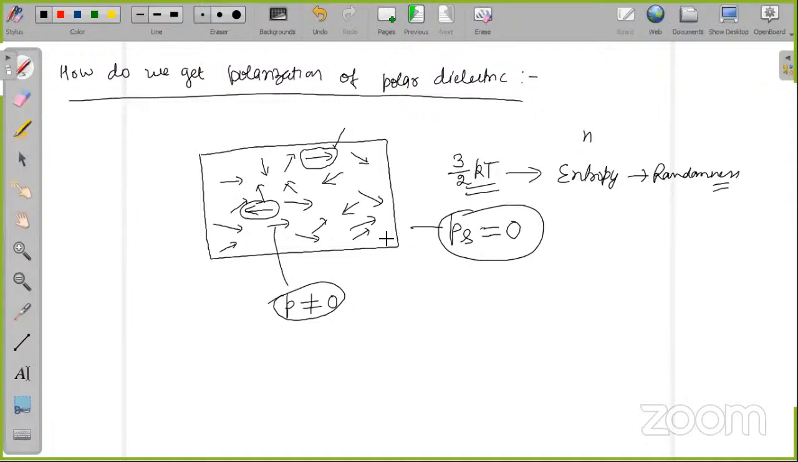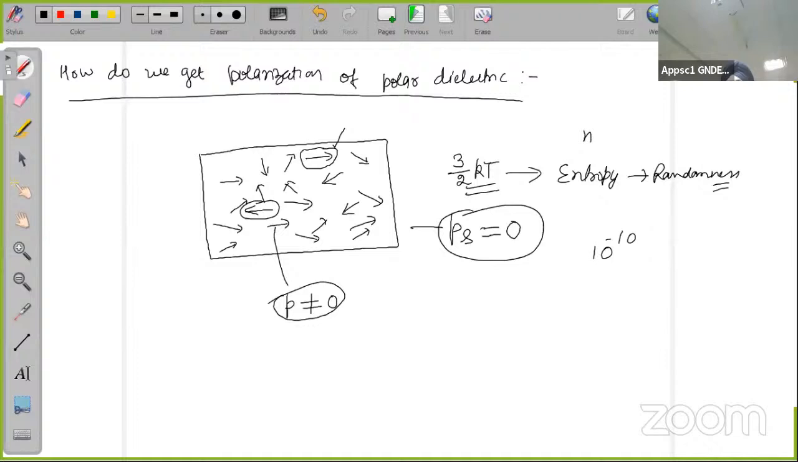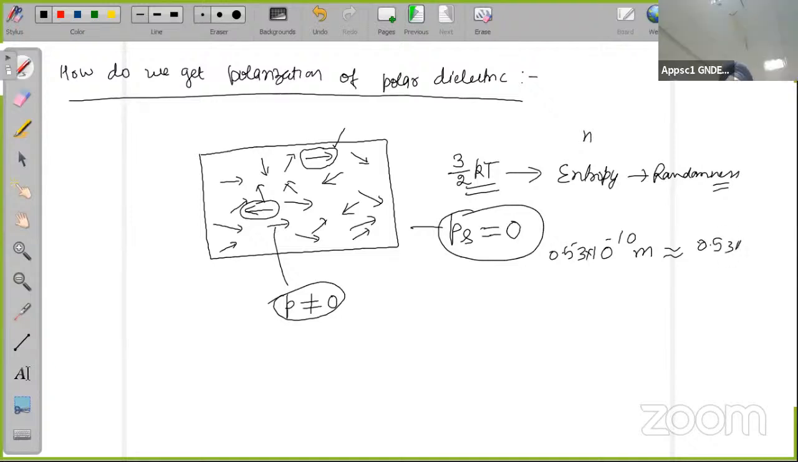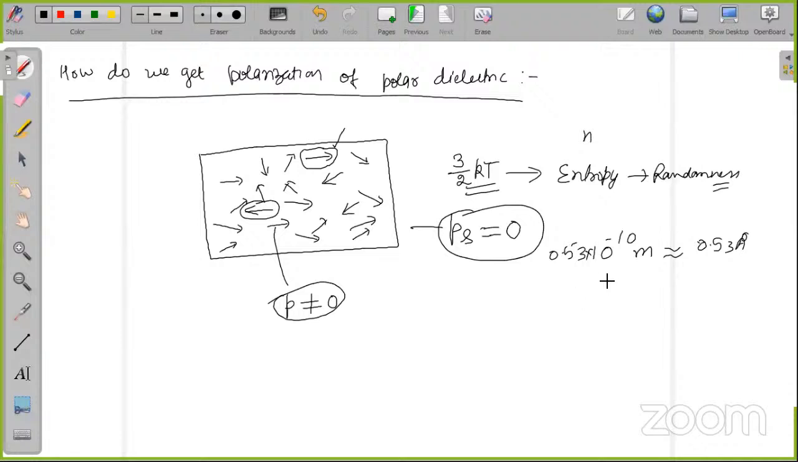Know about the number of atoms. One pin of a needle contains billions of atoms. I know that the radius of a hydrogen atom is approximately 10 raised to power minus 10 meter. It is 0.53 angstrom, and the diameter of a hydrogen atom is 1 angstrom.